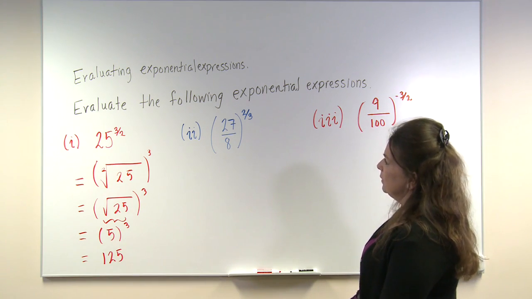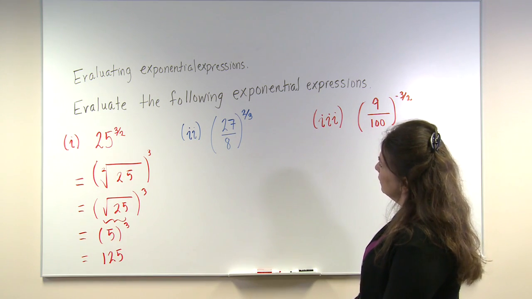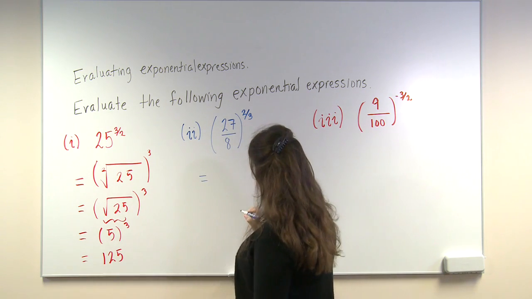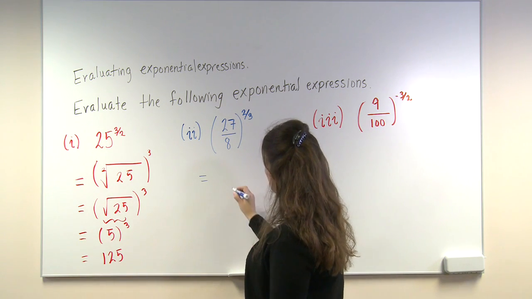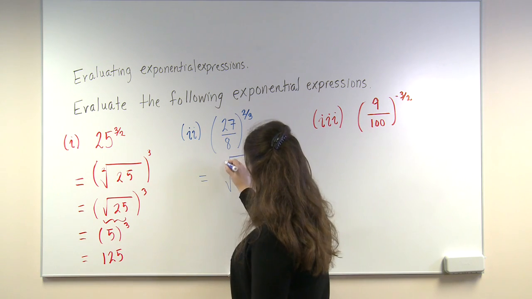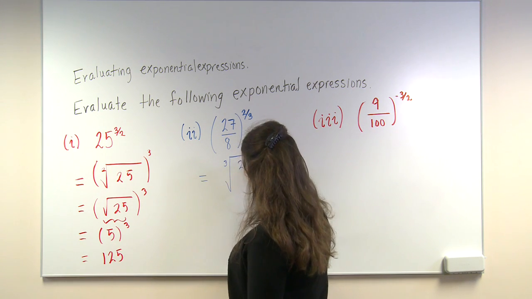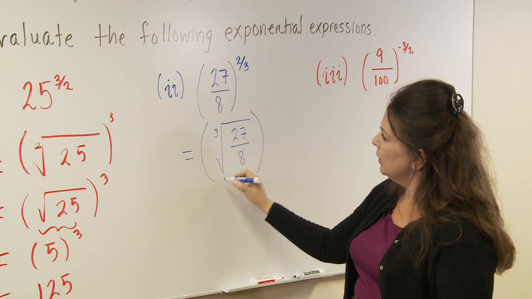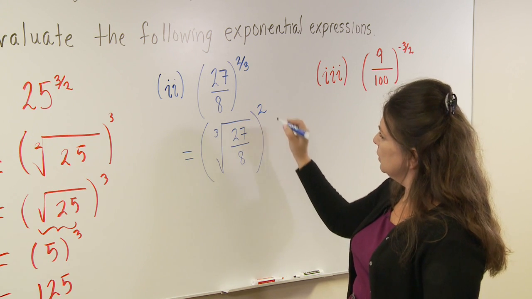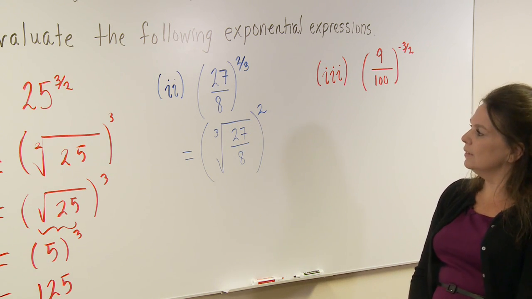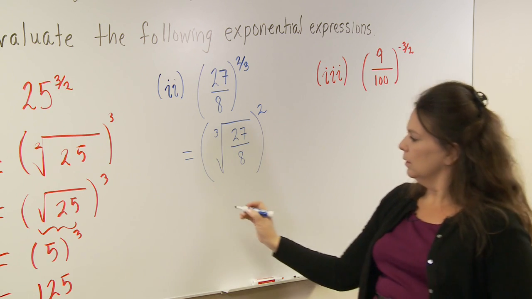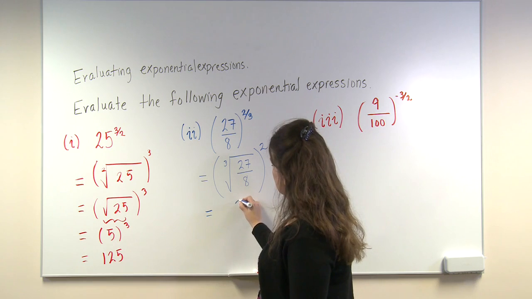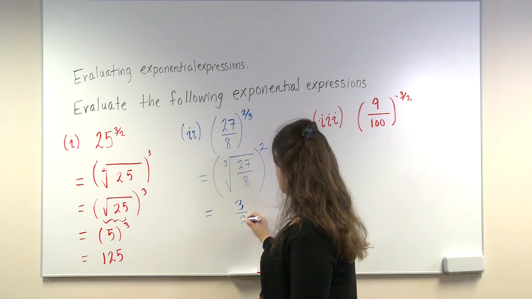And I'm going to use the same idea that I used in problem number 1. I'm going to rewrite this as the cube root, since there's a 3 here in the denominator. So the cube root of 27 over 8. I'll evaluate that, and I'll take the result and then raise it to the 2nd power. So the cube root of 27/8 is 3 halves.